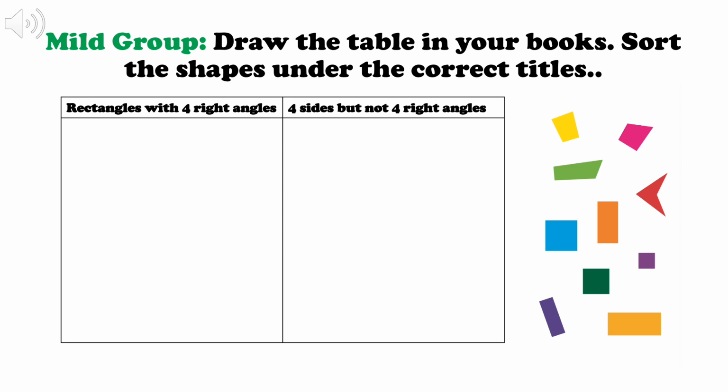On the screen in front of you is a mild group activity. What you've got to do is use the quadrilaterals, which you will see on the right hand side, and sort them according to the titles that I have given on the table. The left hand side says rectangles with 4 right angles, and on the right hand side of the table it says 4 sides but not 4 right angles. So you've got to carefully look at each of the shapes and sort them into the table. This will also come home as a parent mail to give you the opportunity to print it off as well. Enjoy.